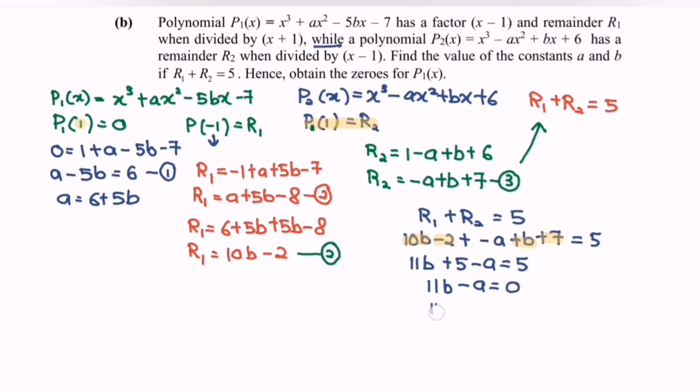So 11b = a. 11b = a, which is 6 + 5b. So if we simplify the situation, we will have 6b = 6 and b will be equal to 1. If b is equal to 1, a will be equal to 11.